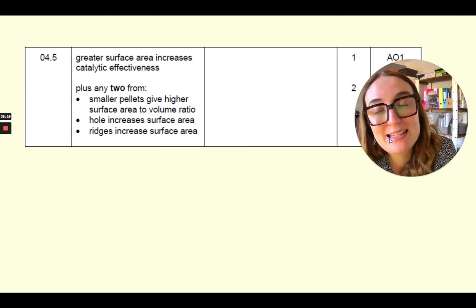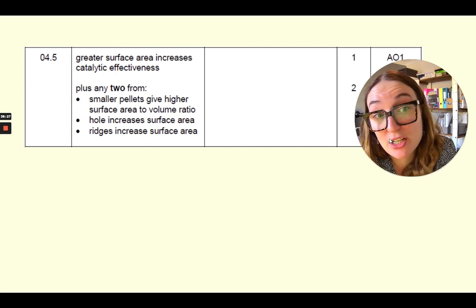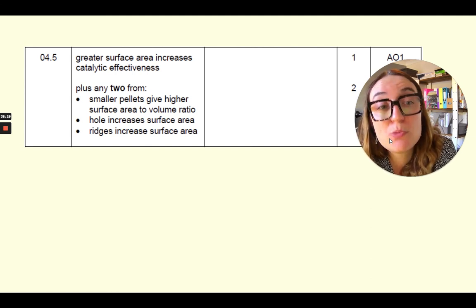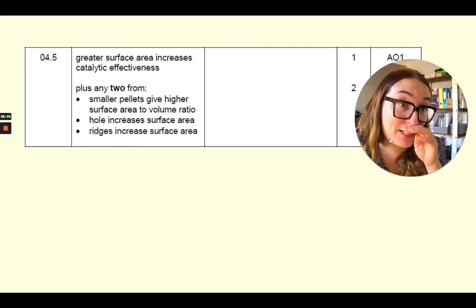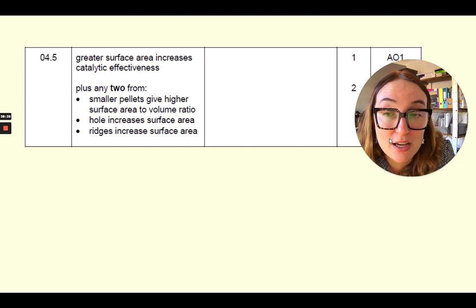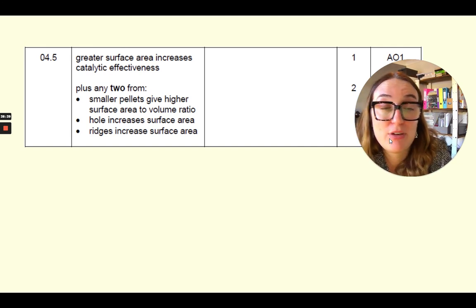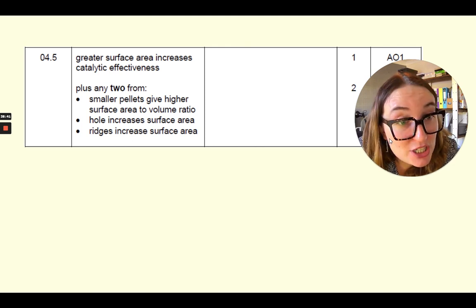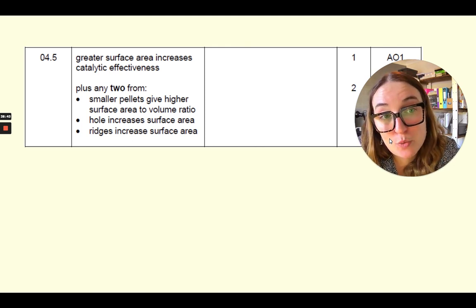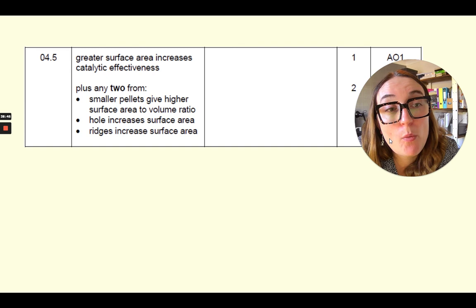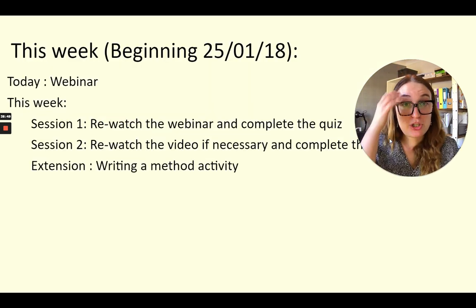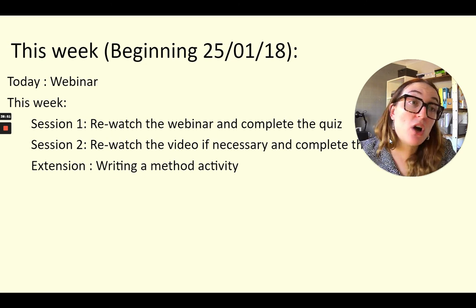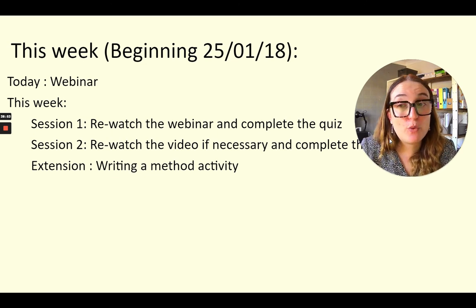So smaller pellets give higher surface area to volume ratio. So if they were cut into smaller bits, they would give you a higher surface area to volume ratio. So I'm guessing that is kind of an explanation for why A might be a good catalyst. However, on C, the hole in the middle increases the surface area, and the ridges increase that surface area as well. Okay, so it's about describing why it's a better catalyst. So those are 2 questions that you may well be asked, and they are 2 of the harder ones, and I just wanted to include that in there for you.